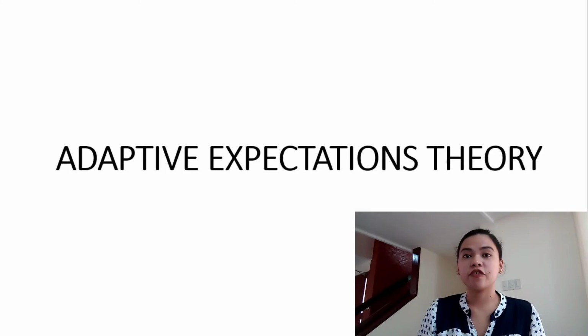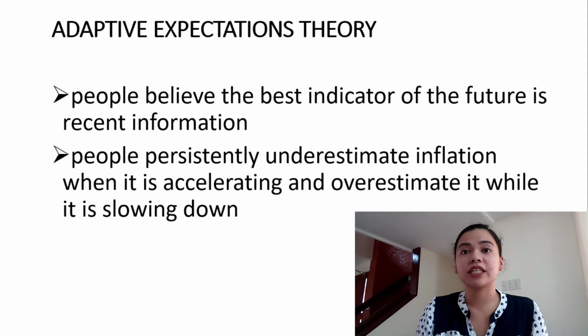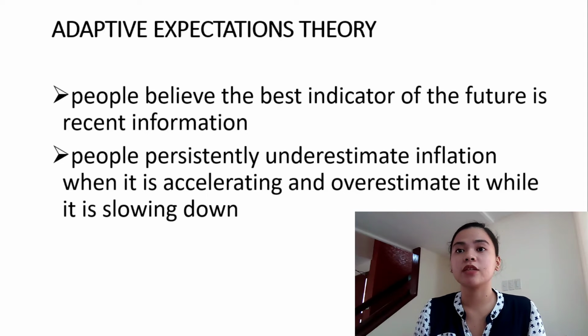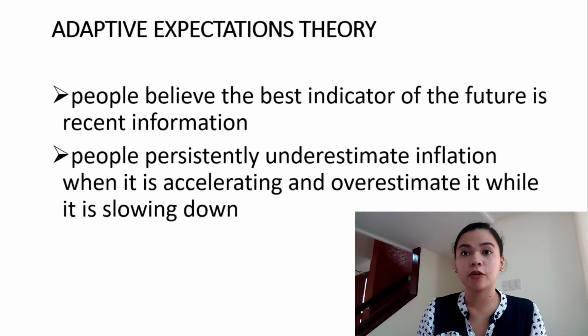Two versions of expectations theory explain the natural rate model. These theories sprang from the idea of whether expectations are formed adaptively or rationally, and it is a hotly contested debate among economists. The first expectations theory is the adaptive expectations theory. The adaptive expectations theory is the concept that people believe the best indicator of the future is recent information.